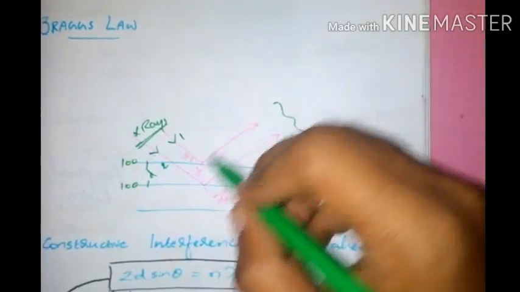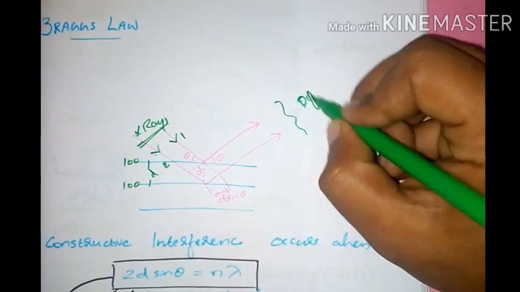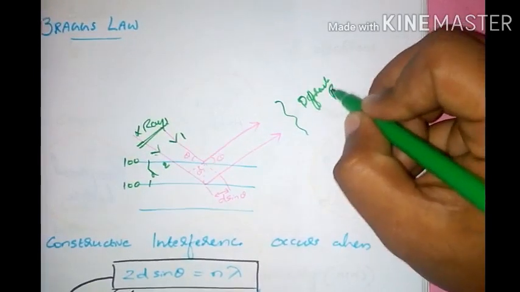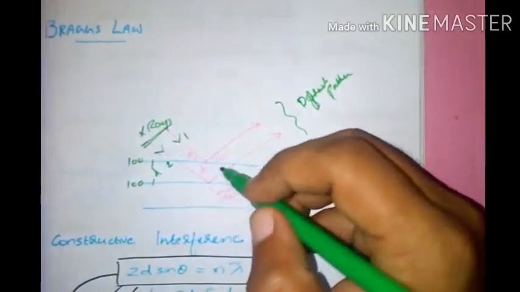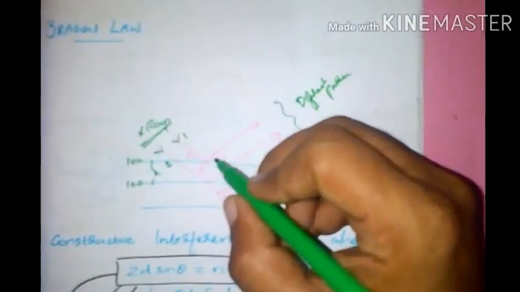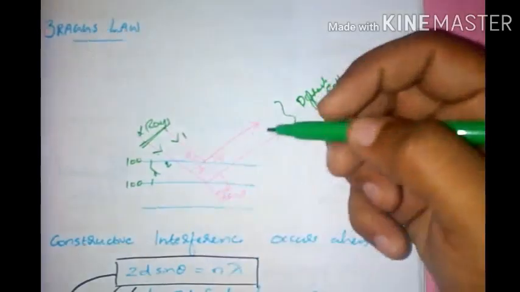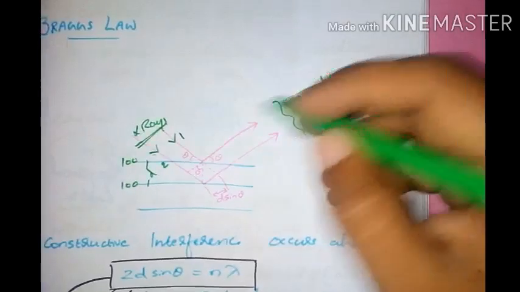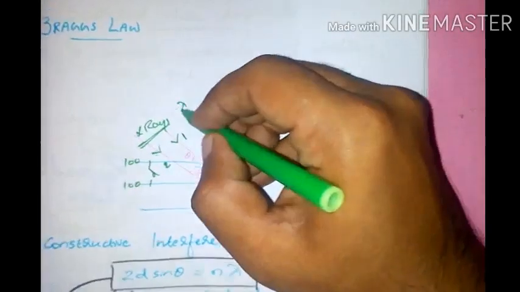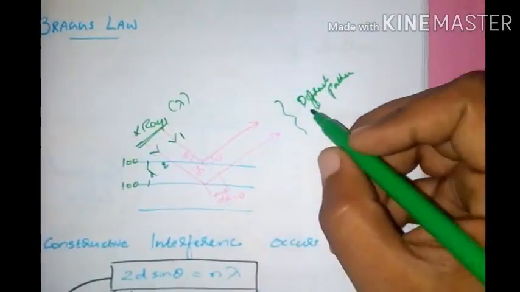So if we have to form a diffraction pattern here, we have to follow some conditions, and the first condition is the path length between these two rays, the first ray and second ray, should be an integral multiple of wavelength lambda of the X-rays.